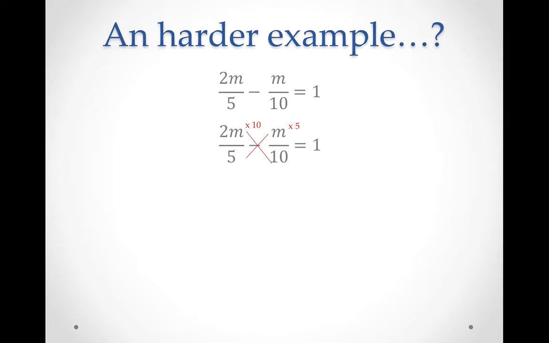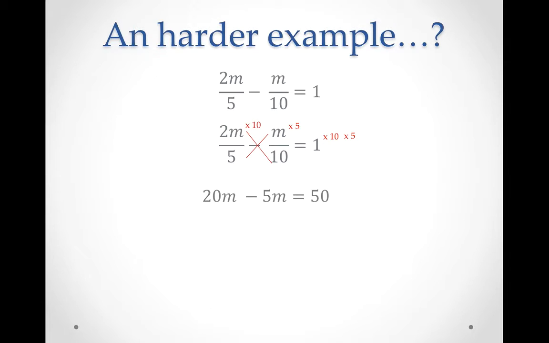But also remember, whatever you do to one side, we must do to the other. So if we times the left hand side by 10 and by 5, we're going to have to times the right hand side also by 10 and 5. So if you cross multiplied these out, we'd be left with 2m times 10, which is 20m, m times minus 5, which is minus 5m, equals 1 times 10 times 5, which would be 50.